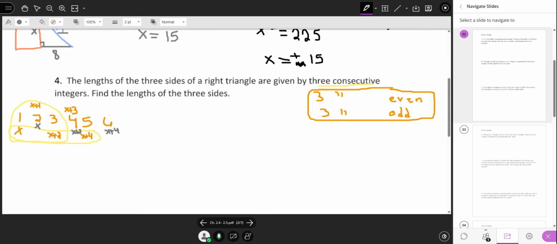So 3 consecutive numbers are x, x plus 1, and x plus 2. But consecutive even or consecutive odd would be x, x plus 2, and x plus 4.